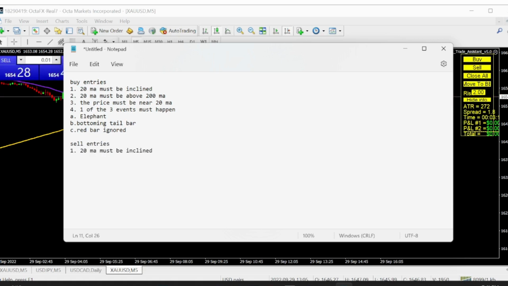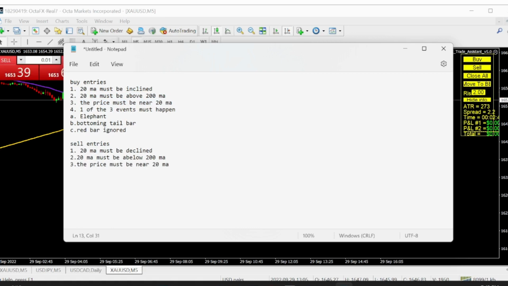The first is your 20 period moving average must be declining. The second point is your 20 period moving average must be below the 200 period moving average. The third criterion is that price must be near the moving average. We do not make any changes to it.